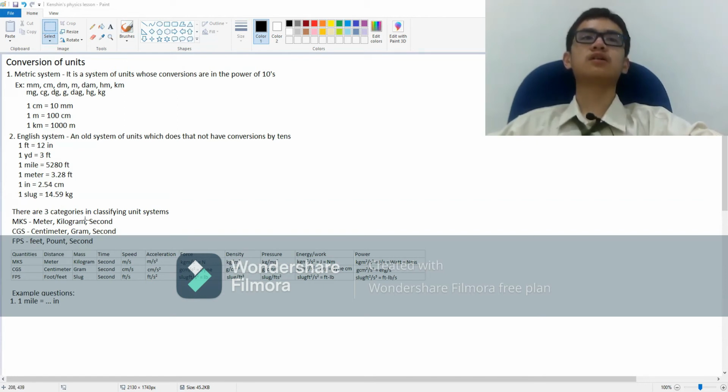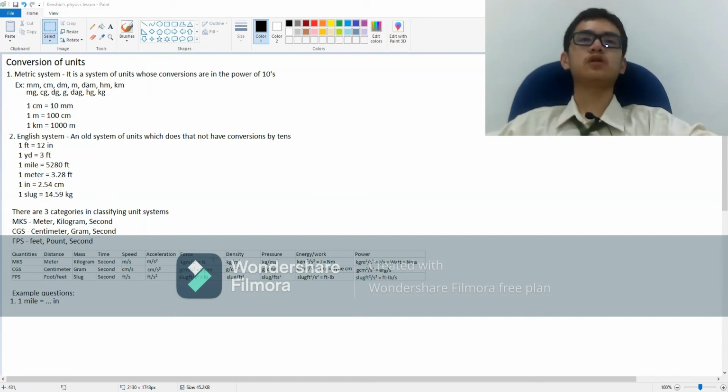There are three main categories in classifying the unit systems. First of all, you have the MKS, which is the meter, kilogram, and second system. Then you have the CGS, which is the centimeter, gram, and second system. Then you have the FPS, which gamers usually see as frames per second, but not in this physics lesson. Here it stands for feet, pound, and second. Sorry for the misspelling over here.